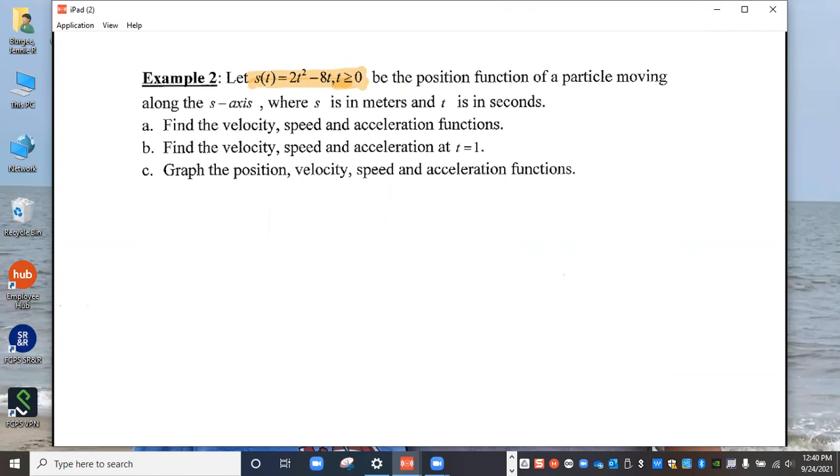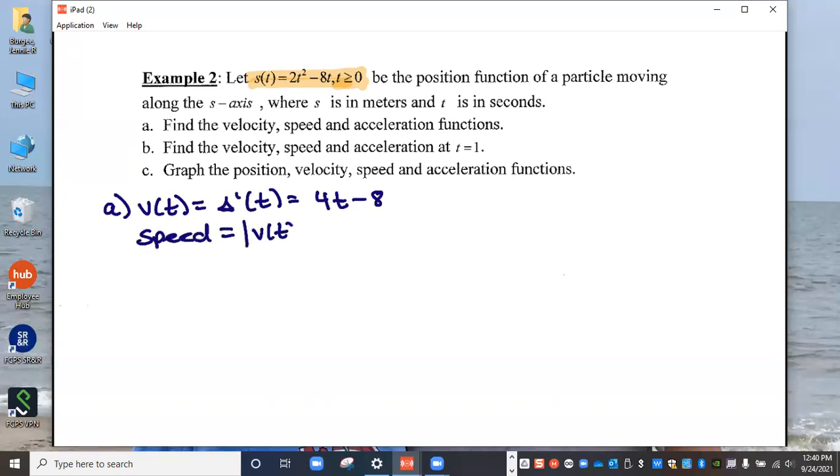So for part A, find velocity, speed, and the acceleration function. So first of all, I know that velocity is just simply the first derivative of the position function. So all I need to do is take the derivative of the position function. So that's going to give me 4t minus 8. Speed. Speed is just the absolute value of your velocity function. So my speed function then is just going to be the absolute value of 4t minus 8.